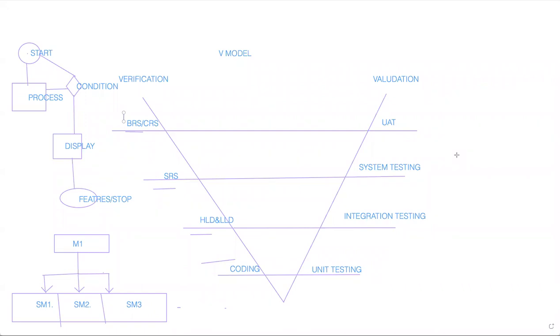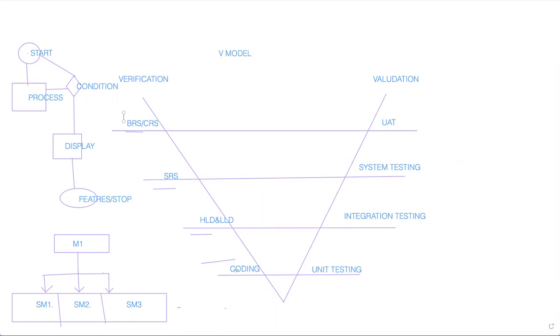A few things to understand: verification happens only before the software is developed. Before the software is developed, verification comes into the picture, and there we review all the documents, and verification is done by reviewing the available documents.